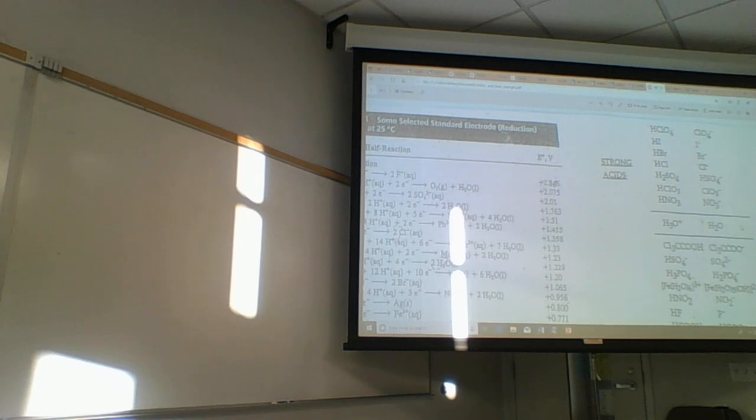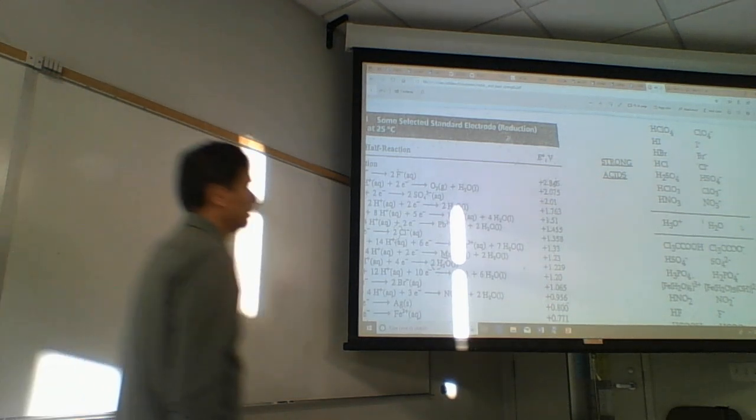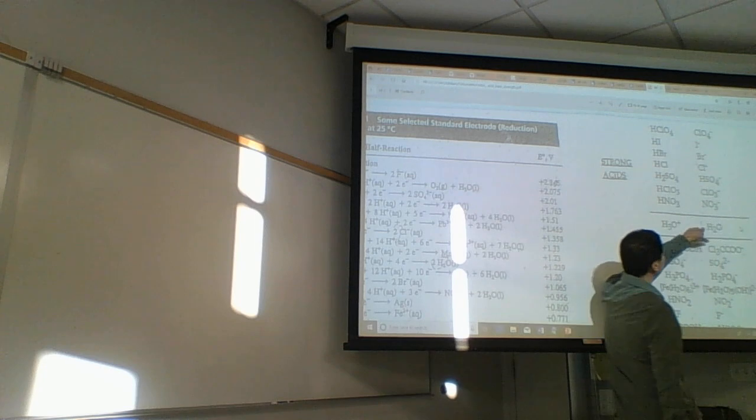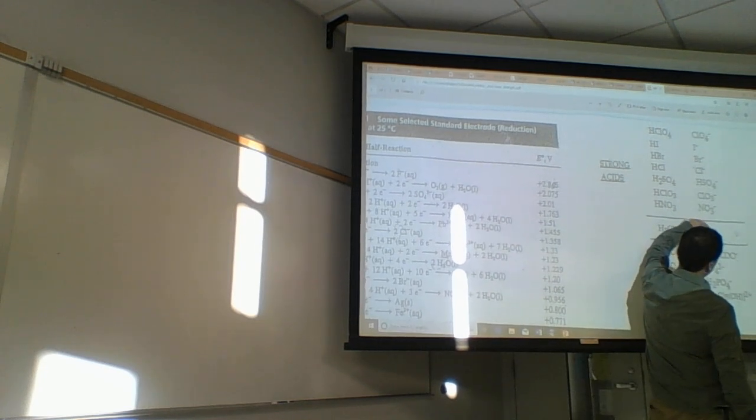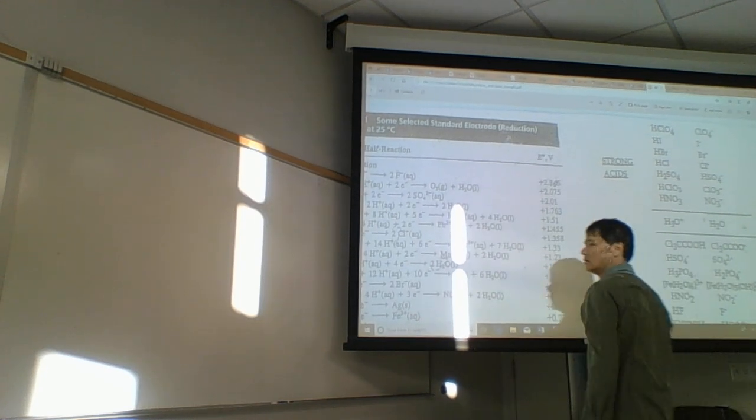HCl, so we're going stronger to weaker. If we're going stronger to weaker on one, it's going to be stronger to weaker on the other because of the conjugate relationship. So water here will be a stronger base than chloride. Is that correct? Yeah, that's correct. Water is a stronger base than chloride. Here, lower down on the right.